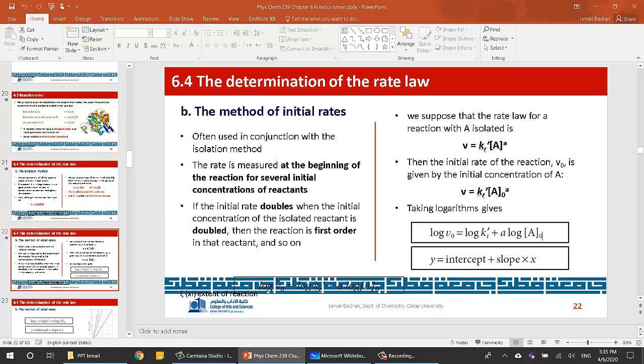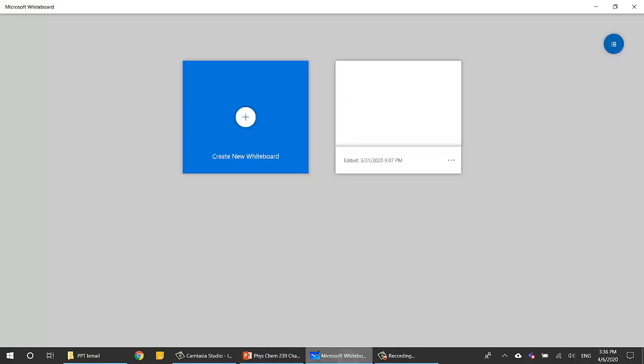At the beginning of the reaction, this becomes V naught equals Kr prime times A naught to the power a. If you take logarithms of both sides of this equation, it becomes log V naught equals log K prime plus a log A naught, and this takes the form of a linear equation, y equals mx plus b. Let me just show you how this happened mathematically here.